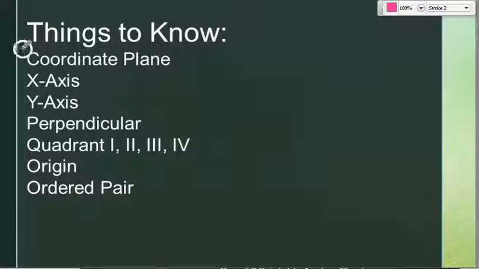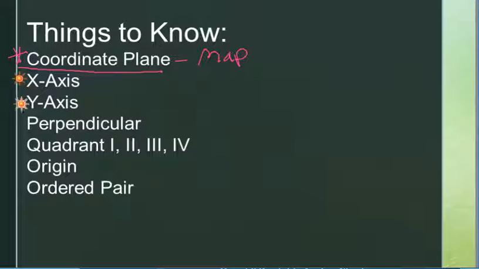Okay, so remember the coordinate plane, it's a two-dimensional plane. It's basically just a map, and it gives us a system for being able to identify the locations of points. The x-axis is our horizontal axis. The y-axis is our vertical axis. The x-axis and the y-axis intersect each other. The point where they intersect each other is called the origin.